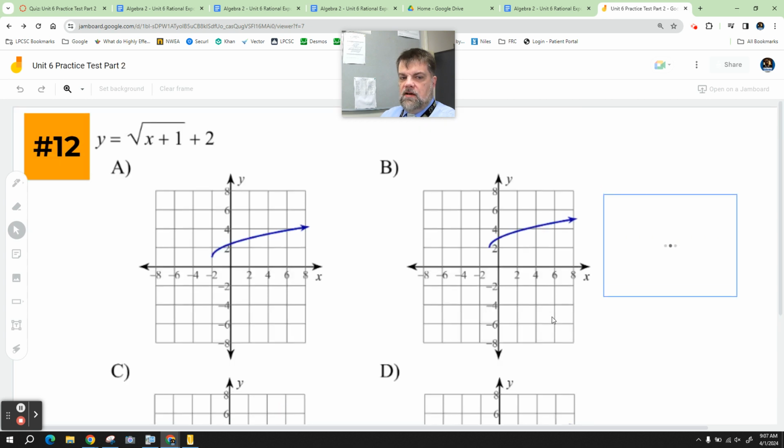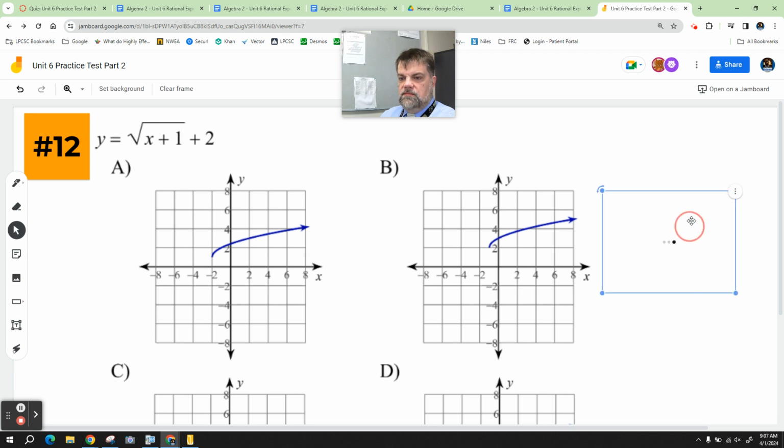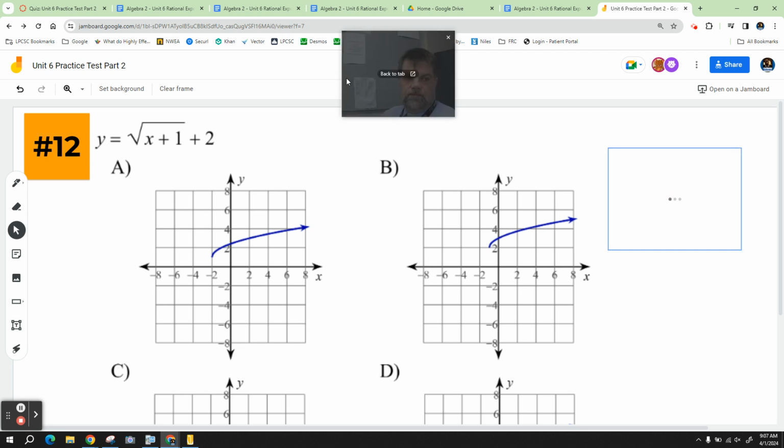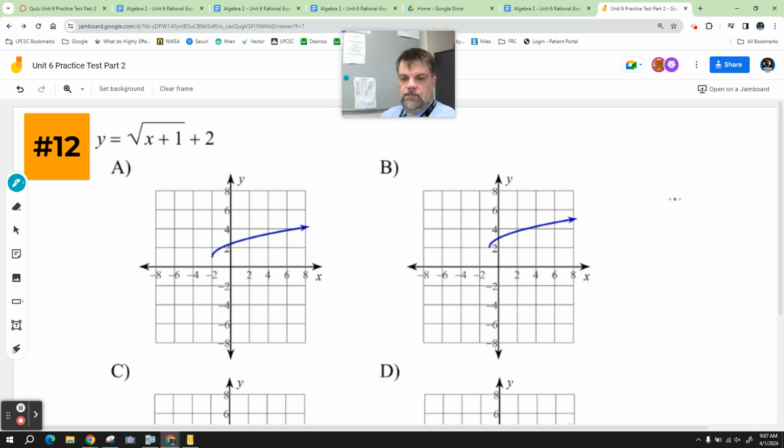Anyway, B's the answer, not C, B. It's taking a while to post. So because this right here is -1, 2, B is the correct answer.